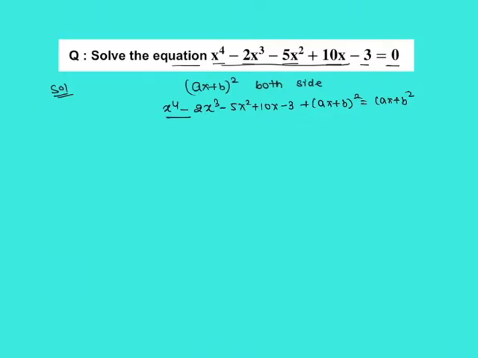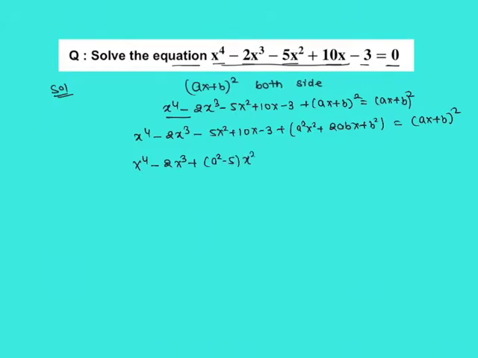So if I expand this one, we will get x power 4 minus 2x cube minus 5x square plus 10x minus 3 plus a square x square plus 2abx plus b square equal to (ax plus b) whole square. Now we will get x power 4 minus 2x cube plus (a square minus 5) into x square plus (2ab plus 10) into x plus (b square minus 3) equal to (ax plus b) whole square.